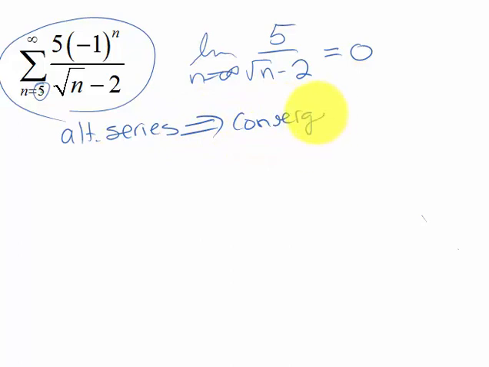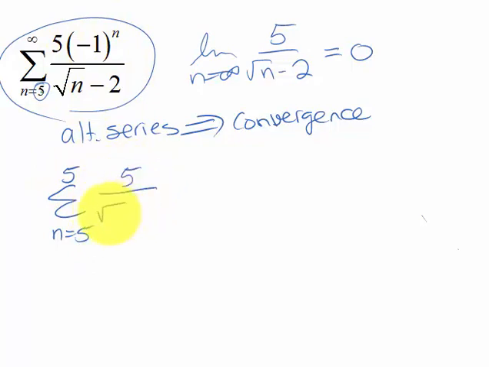Now, while we're on this one, because it is an alternating series, let's talk about whether this convergence is absolute convergence or conditional convergence. And what we want to do is look at the convergence of the series that is the absolute value of this. So basically we will leave off the -1. The 5 is positive, and then we know that this denominator is positive for 5 and greater.